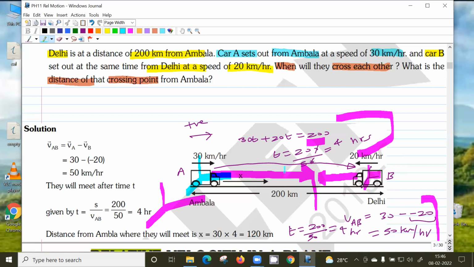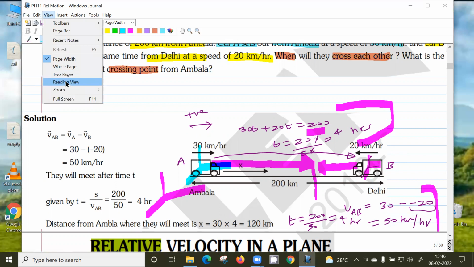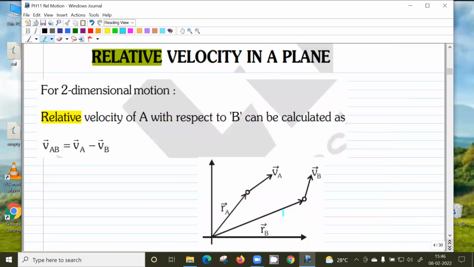Yes, sir. Okay, so this is just a 1D problem. I'm just using it for introduction. So now let's move to 2D. 2D means motion in a plane, so there will be two coordinates. This is a plane in which the two bodies A and B are present.